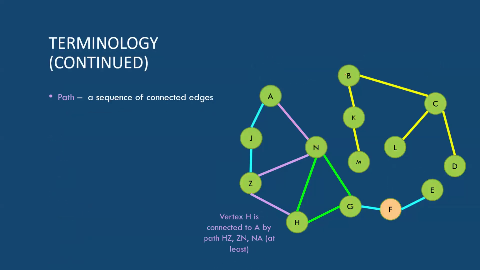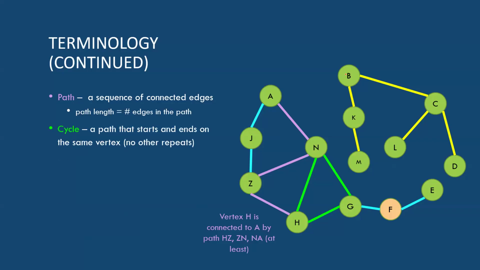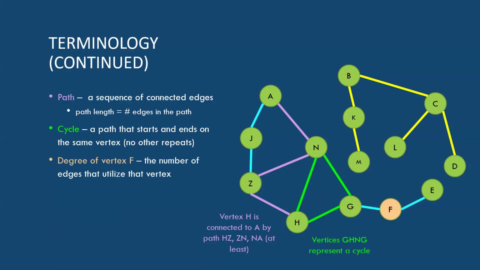A pathway would be just a connection of these edges. So A, N, Z, H, including the edges between those. And the length of that path would, of course, be the number of edges along that path. A cycle would be something that wraps around and comes back on itself. So you start from one vertex and you have to be able to get back to that same vertex in some way. As we were saying, for undirected graphs, cycles are pretty common. You can usually get around pretty easily.